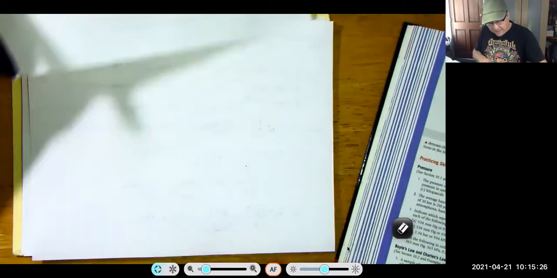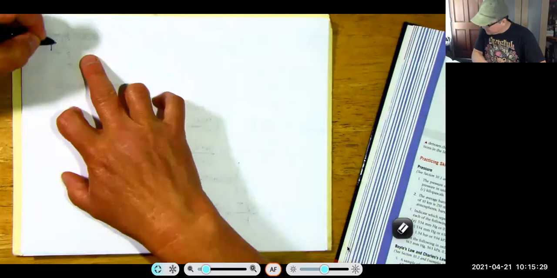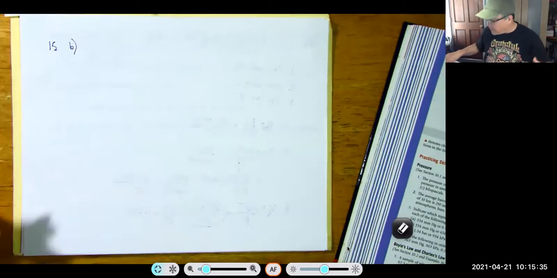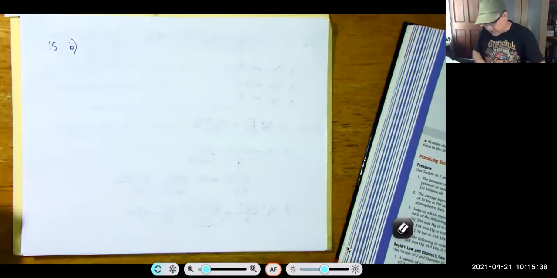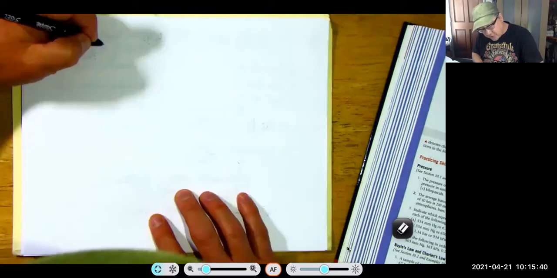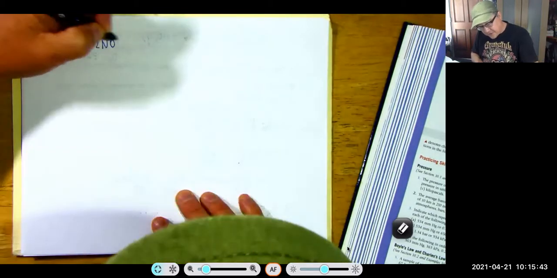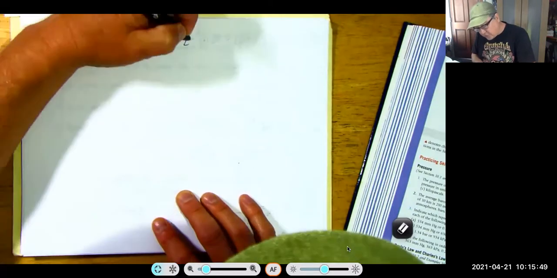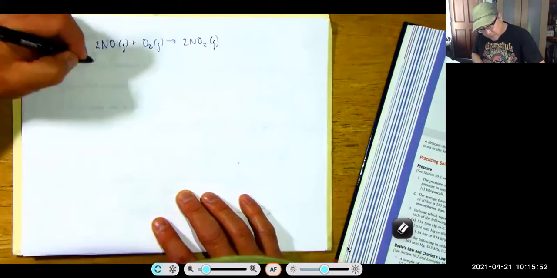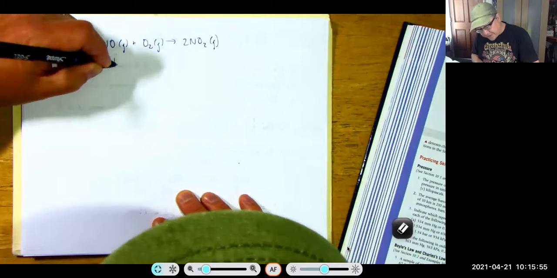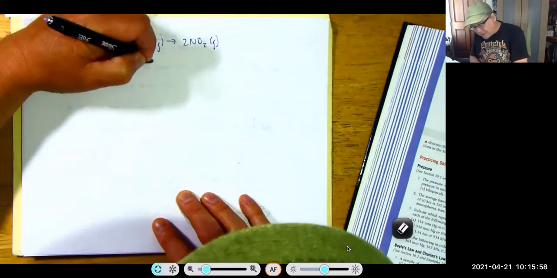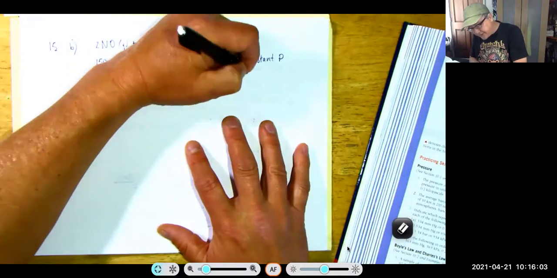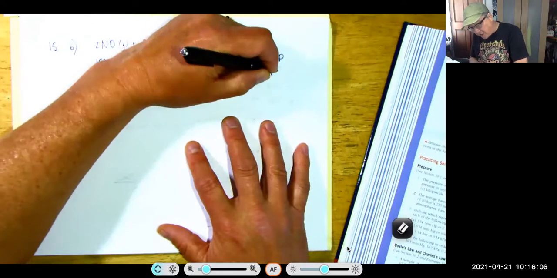Now, for letter B, 15B, they ask what volume of NO2 at the same pressure and temperature is formed in this reaction. So here's the reaction again: 2NO gas plus 1O2 gas gives you 2NO2 gas. We know that it's 150 milliliters here, and we know it's 75 milliliters here, and we know it's constant pressure, constant temp, and constant R, right?